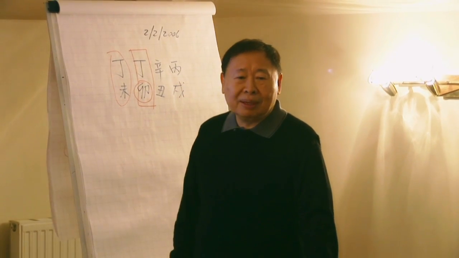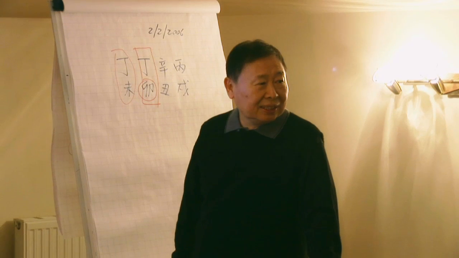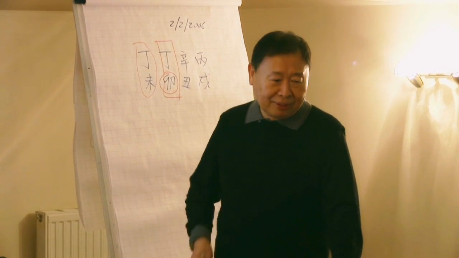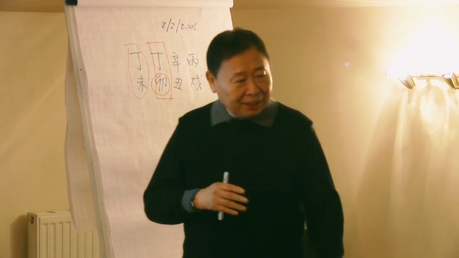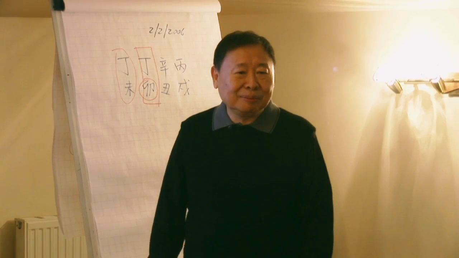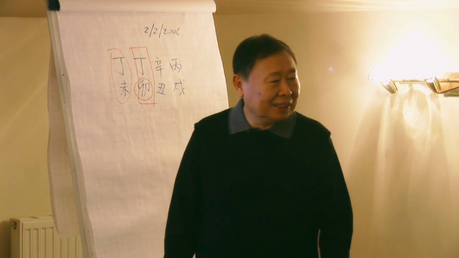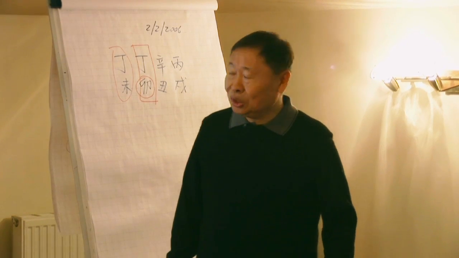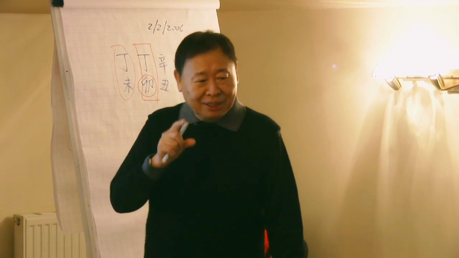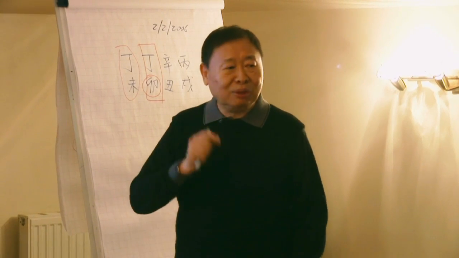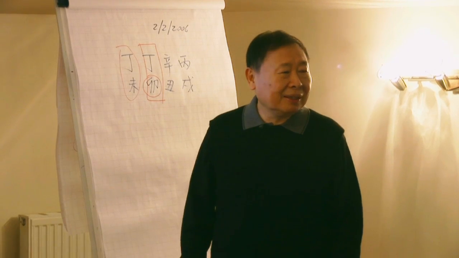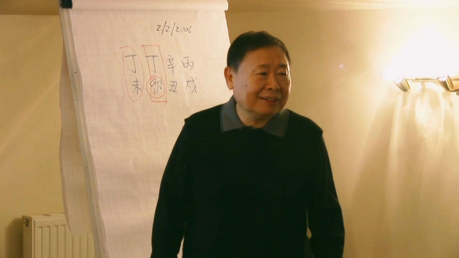So when the elements do not support each other, usually that kind of year is not very peaceful. But compared with the 2 years that have gone past, that means 2010 and 2011, the condition is a little better. Because what we have seen in the 2 past years is metal and wood conflict.